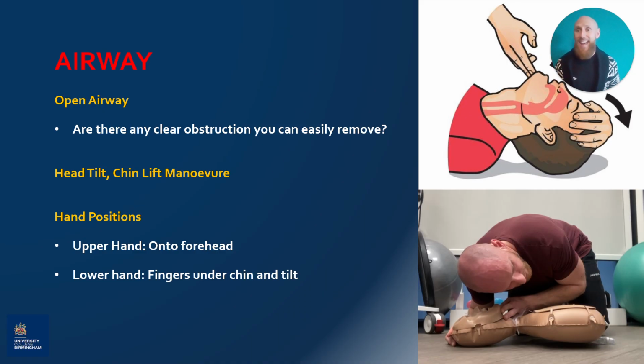Okay, so from an airway perspective, what we're going to do is the head tilt, chin lift. So you're going to put fingers onto the bony bit underneath the chin, and you're going to put the other hand across the forehead and tilt from there. Once they are there, as I say, that opens up the airway. You might well see something that's obstructing it. If you can easily remove it, then do so.